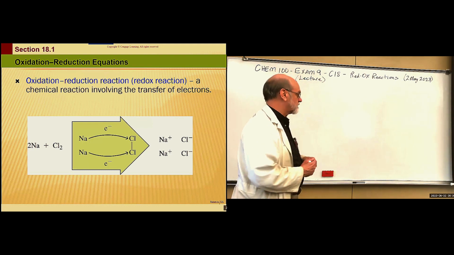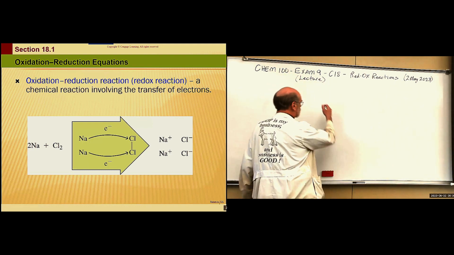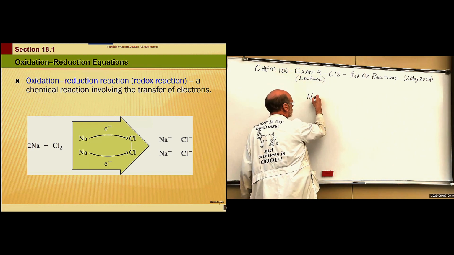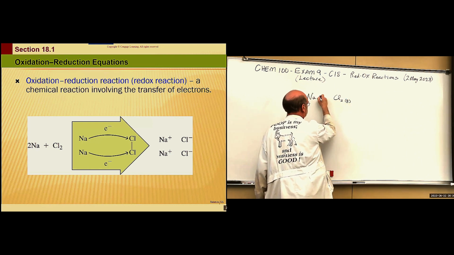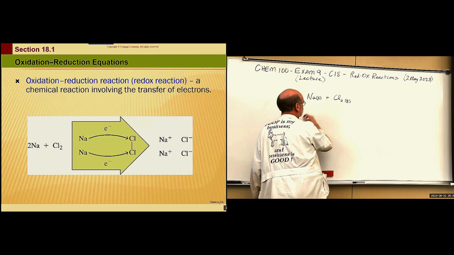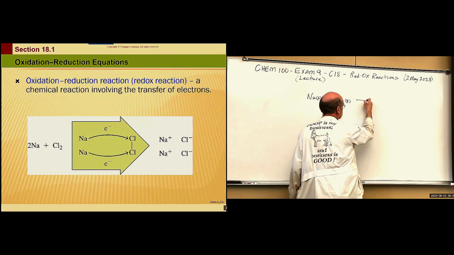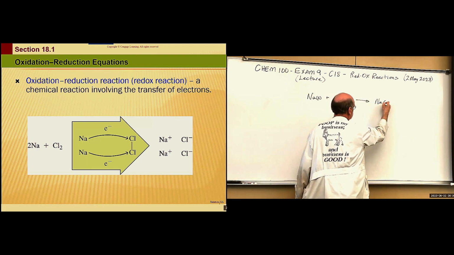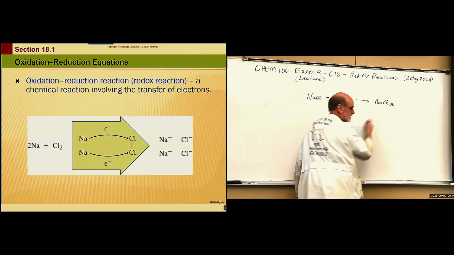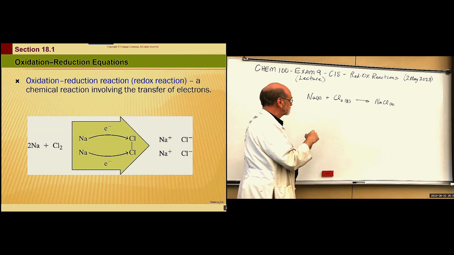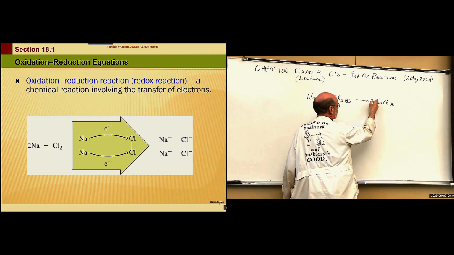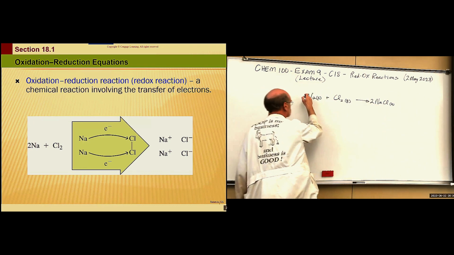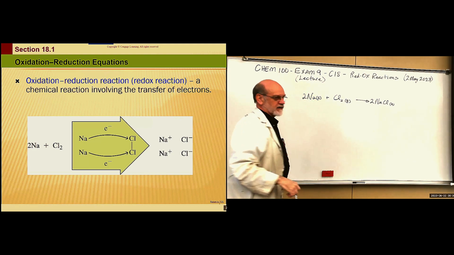Our example here is we're reacting sodium with chlorine gas, and it produces sodium chloride, table salt. Let's see, we need to balance this, don't we? Two of those, that means two here. So we're balanced.